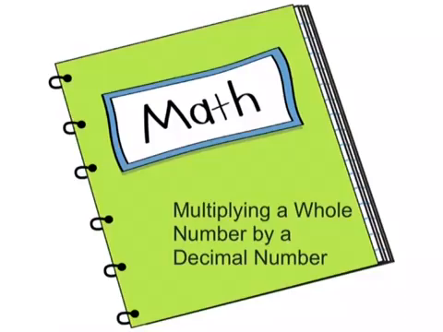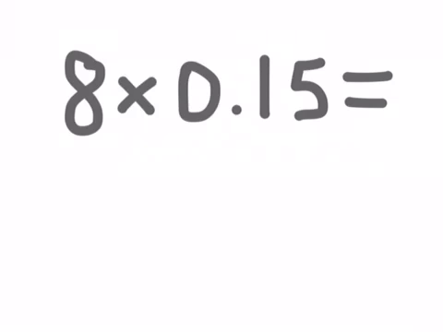This video will explain how to multiply a whole number by a decimal number. Let's say we have 8 times 15 hundredths.